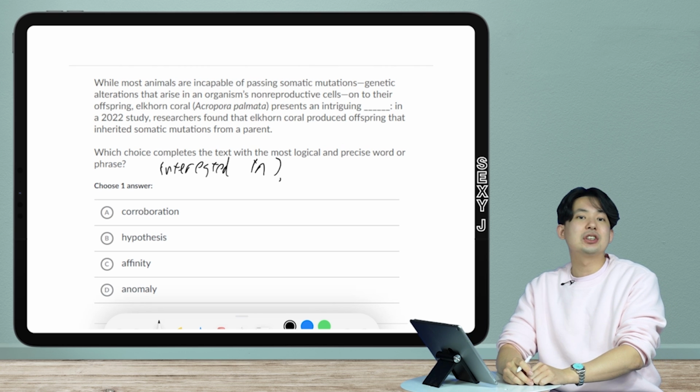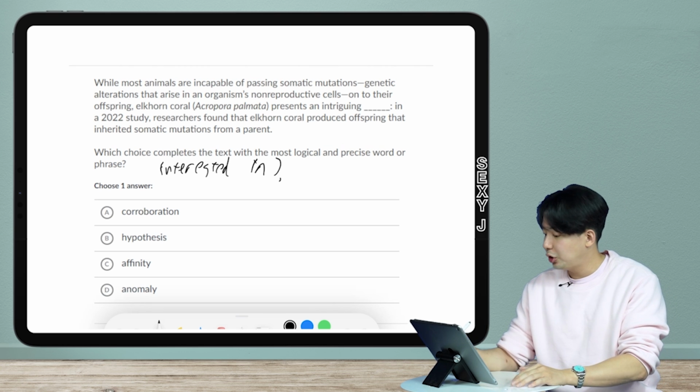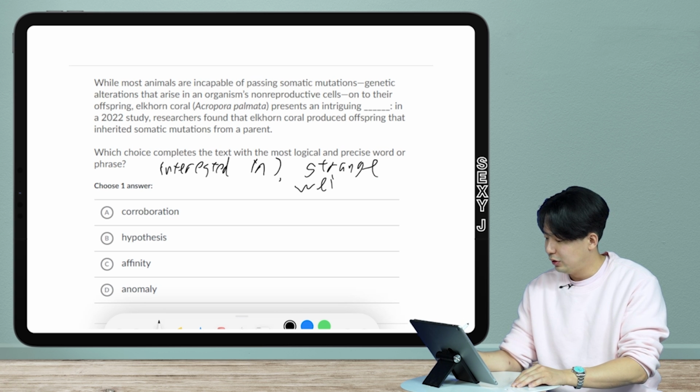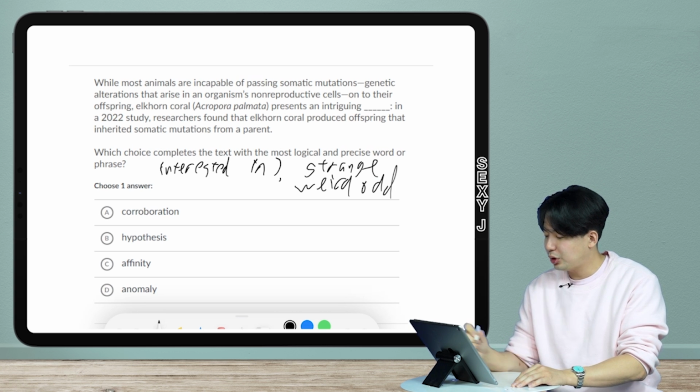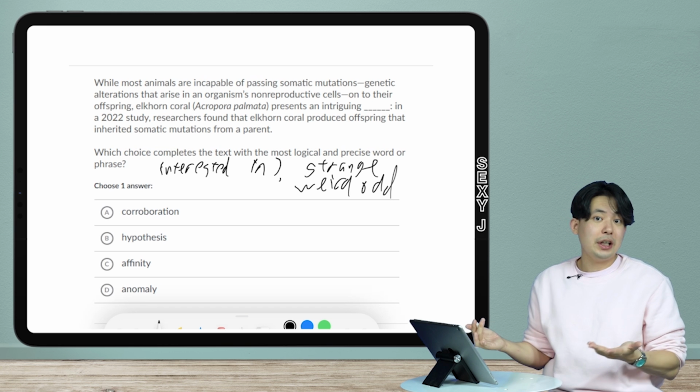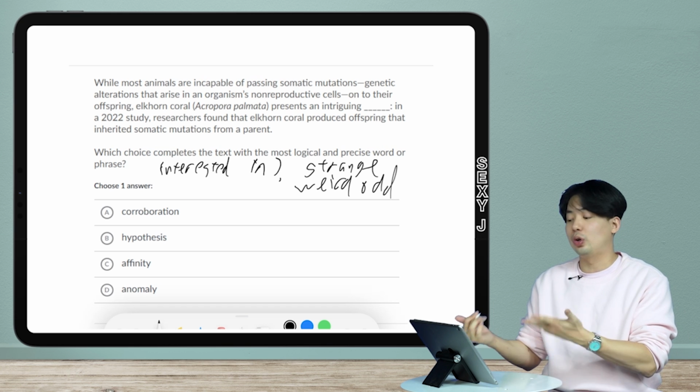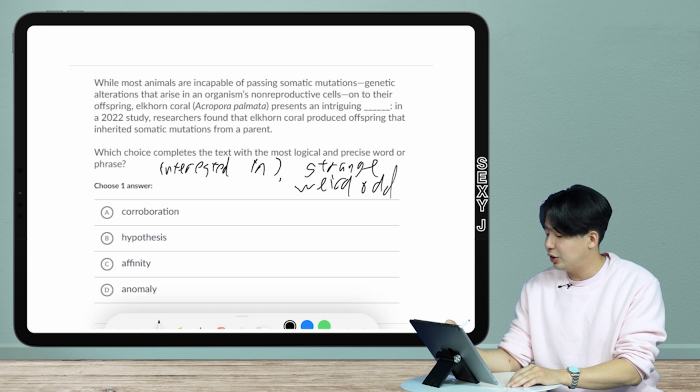Okay? Scientists like things that are strange, weird, odd. Because it's like, oh, that's weird, I've got to do some investigations. That's what the scientific method is all about, okay? So I'm looking for something like a curiosity or an oddity. Oddity, that's how you spell that, yeah?